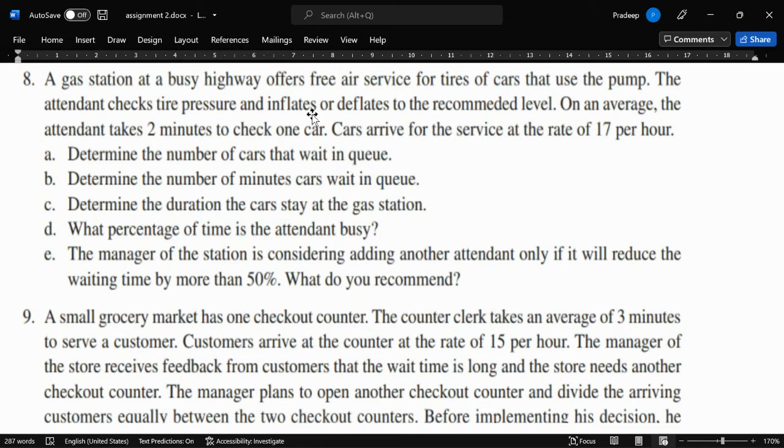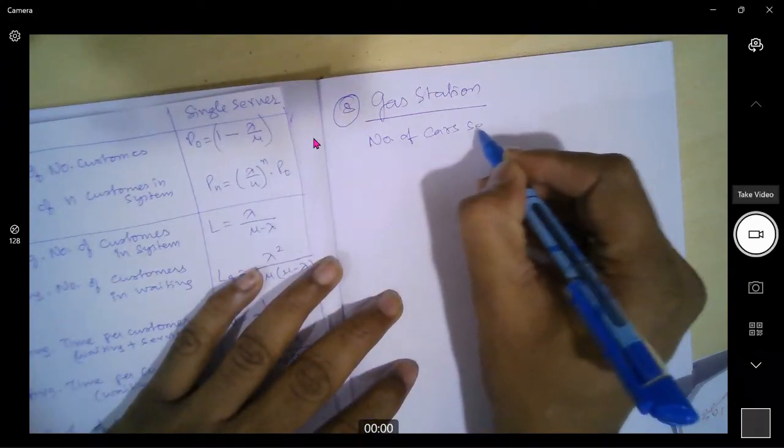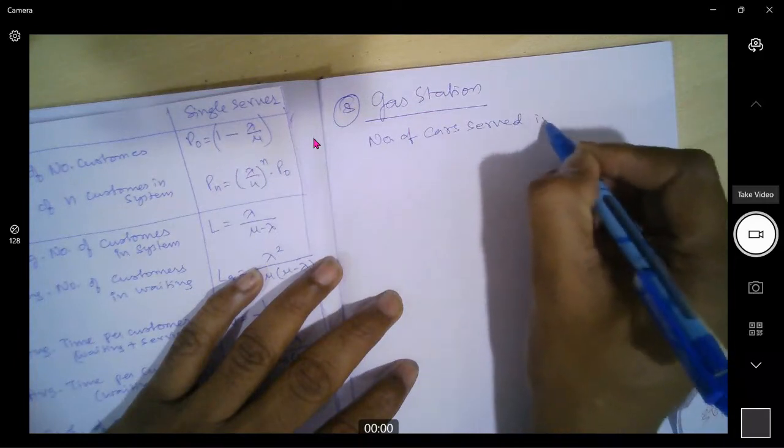So the attendant checks tire pressure, whatever, we don't care. On an average, the attendant takes 2 minutes to check out one car. Okay, 2 minutes for one car. That means for 30 cars, 30 into 2 will be 60 minutes. That means the number of cars served in 1 hour.